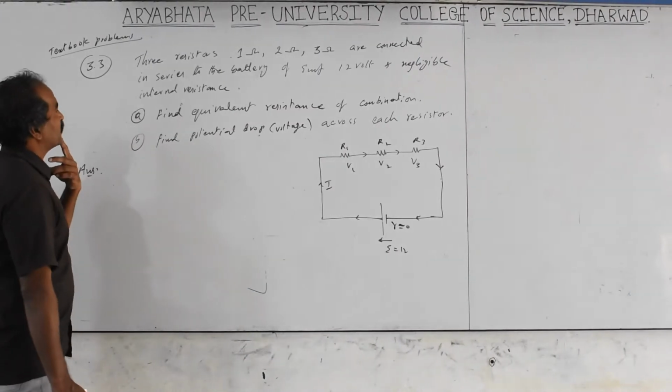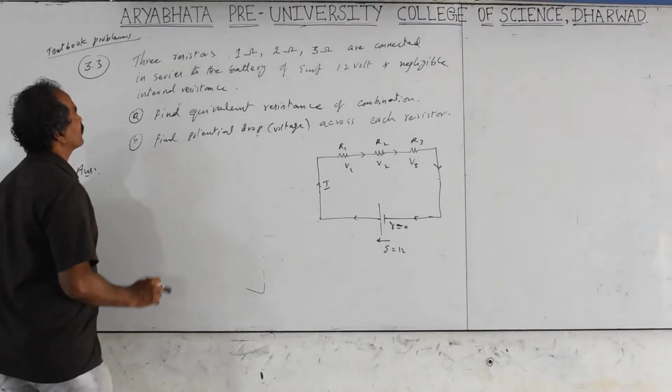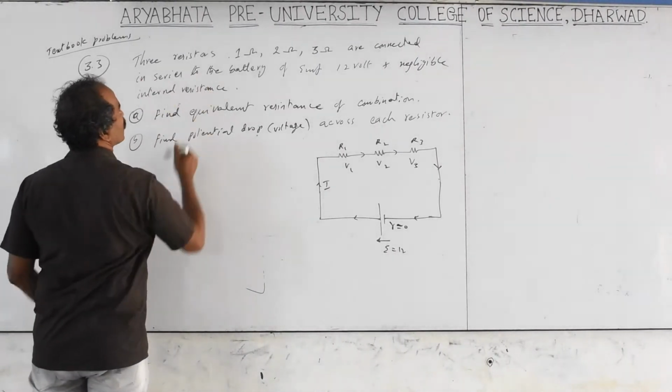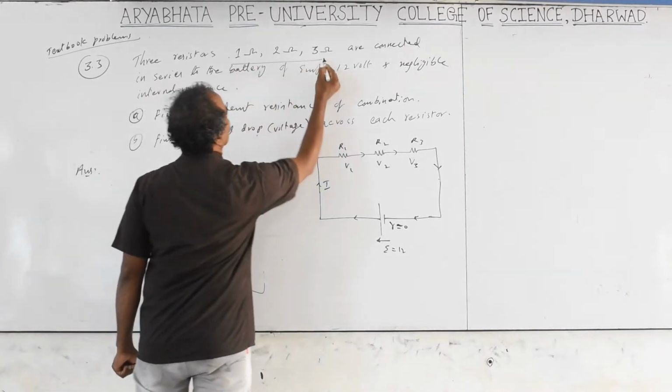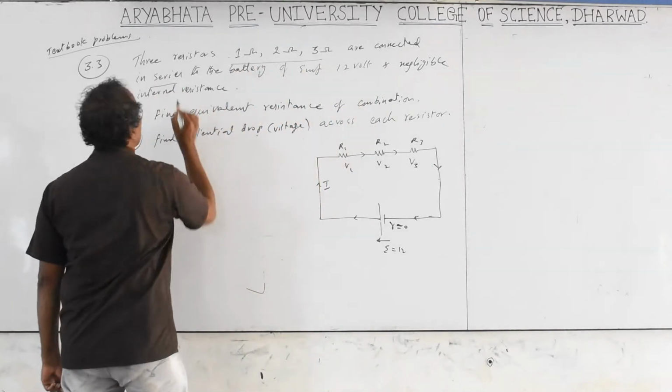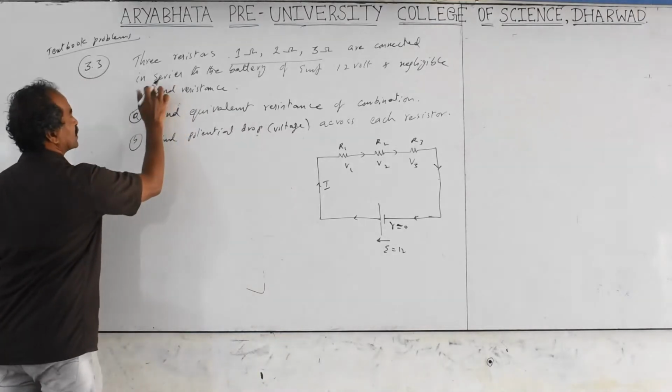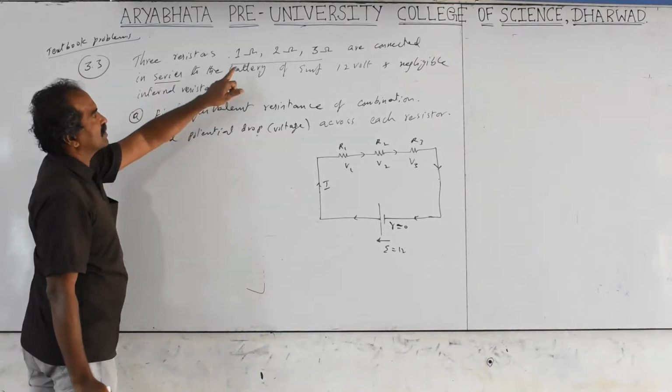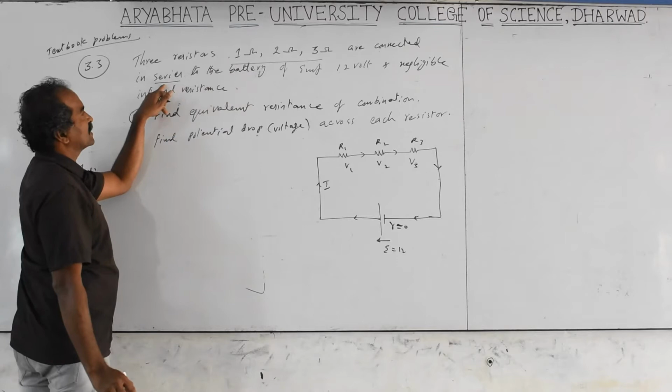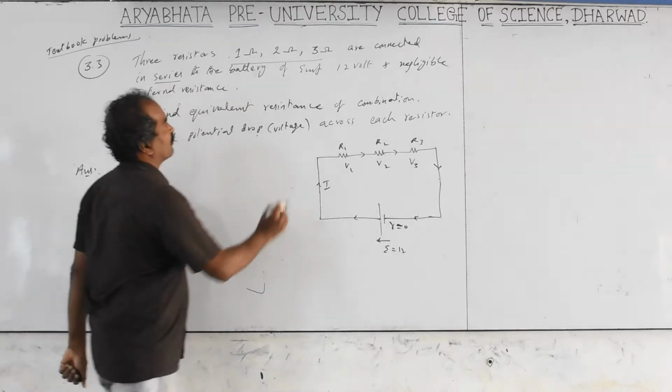Next problem is 3.3. In this problem from the textbook, 3 resistors 1 ohm, 2 ohm, 3 ohm are connected in series. But underline the important points in the question. Underline the part of the question which is important: the data, whether they are in series or parallel, and an EMF of 12 volts.